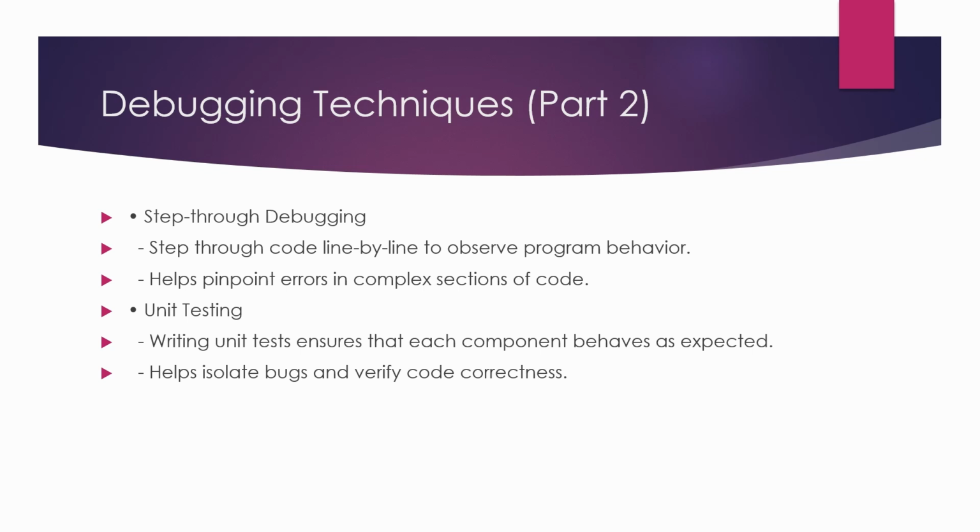Next, step-through debugging allows you to go through your code line by line. This helps in tracking down errors in more complex sections. Additionally, unit testing is crucial. Writing unit tests for each part of your code ensures that components behave as expected and makes it easier to isolate and fix bugs.